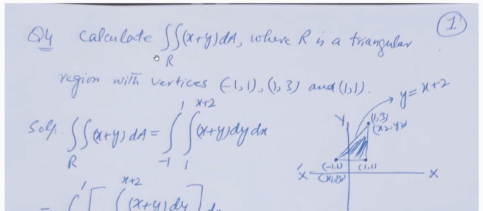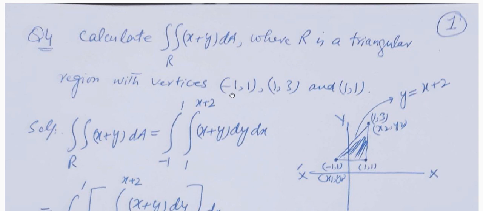It is about calculating the double integral of x plus y dA over R, where R is a region with vertices minus 1 1, 1 3 and 1 1. So you have to calculate this integral over this region. So first of all, we will draw the region, and then we will see what will be the limit of x and what will be the limit of y.